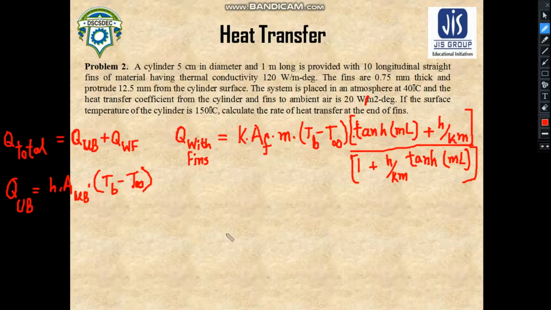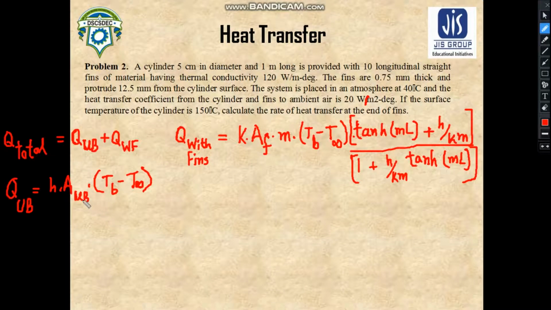Okay, so let us start with what the problem is saying. So you have a cylinder. Some portion of the outer surface of the cylinder is finned and some portion is always unfinned. So you need to calculate the heat transfer rate through this finned portion and the heat transfer rate for the unfinned portion. Okay, for the unfinned portion it is very simple. You just need to calculate the area of this unfinned base area.